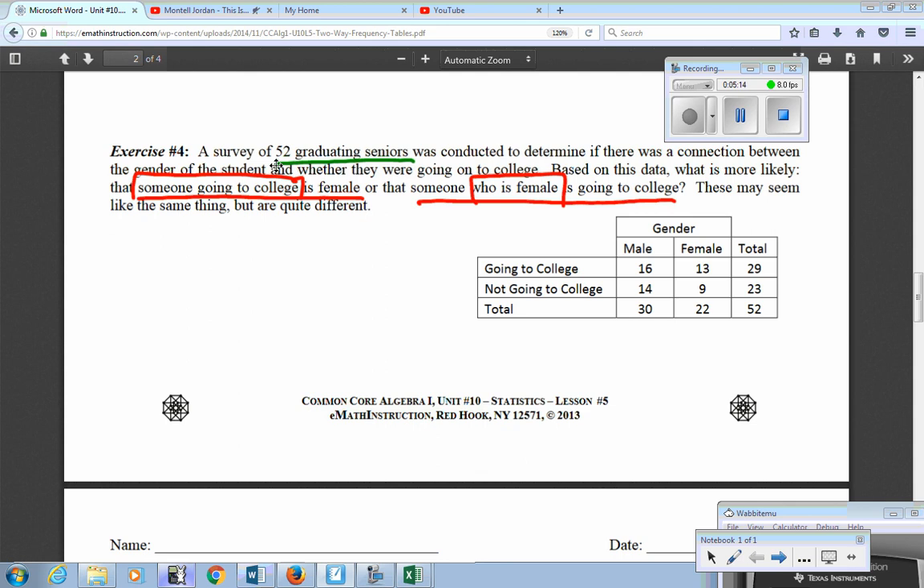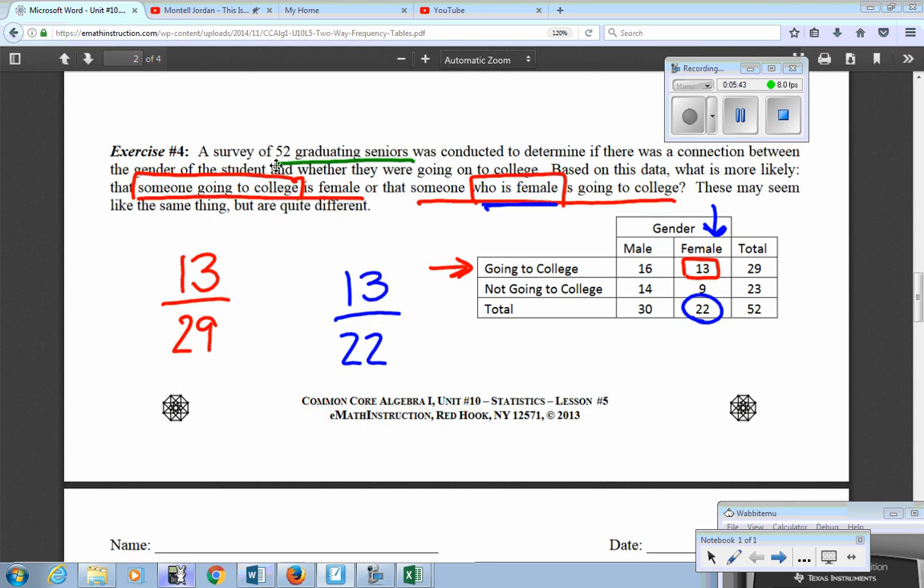So someone going to college would be this row. And people going to college, it was 29. And the people that are female that are going to college, in this case, there's 13 of them. Now, opposite that, it says females going to college. So if we look at the female column, there are 22 females, and 13 of those females are going to college.